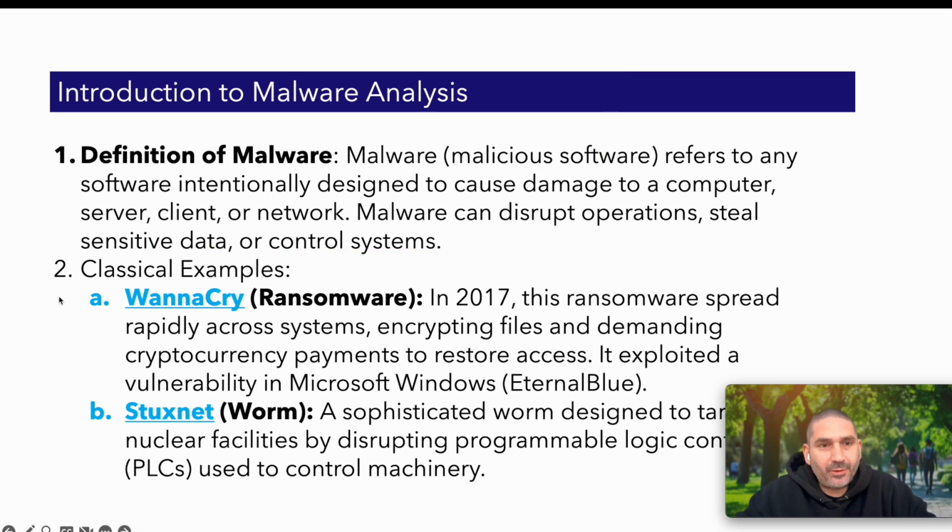Now, if you wanted to see two of the most famous examples of malware, now discretion advised. Once you start clicking on this code, yeah, things can happen. So WannaCry was a ransomware, and it emerged in 2017. It spread very fast across systems, encrypting files and demanding cryptocurrency payments to restore access. It exploited a vulnerability in Microsoft Windows called EternalBlue. And this is a good definition of what ransomware is.